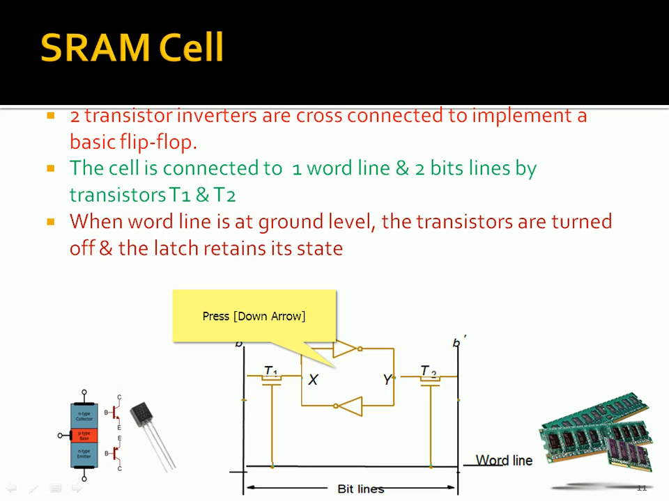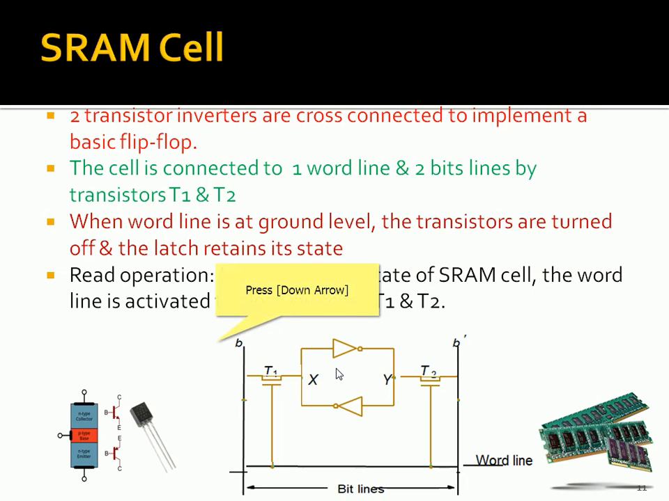So that is a static random access memory read operation. In order to read the data of this static random access cell, the word line is activated. Earlier, to maintain the data, it was ground, now it is activated. So the line is closed to the switch T1 and T2. So T1 and T2 are closed, then that word line becomes active. Earlier it was open.